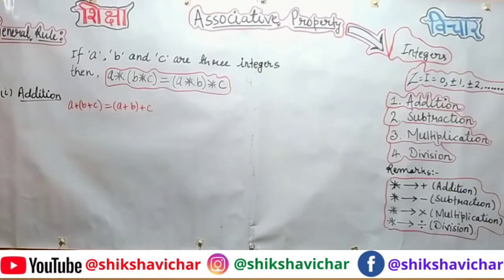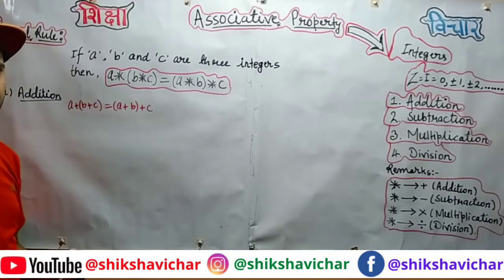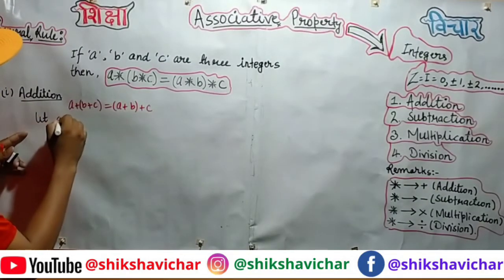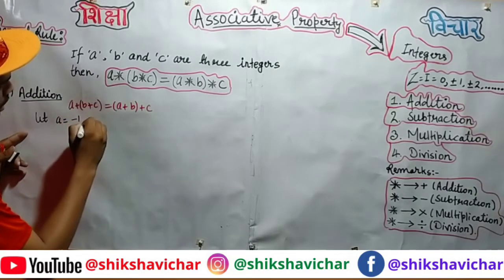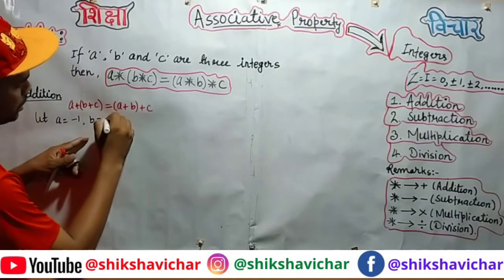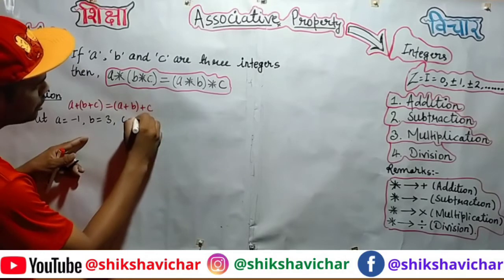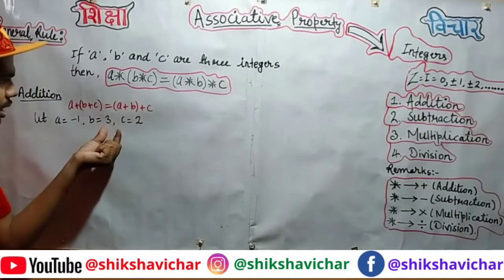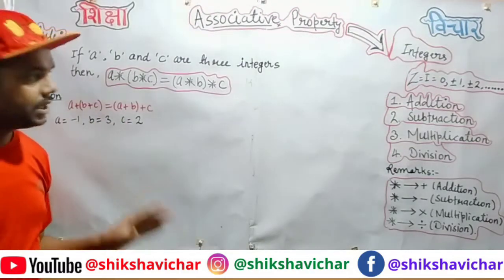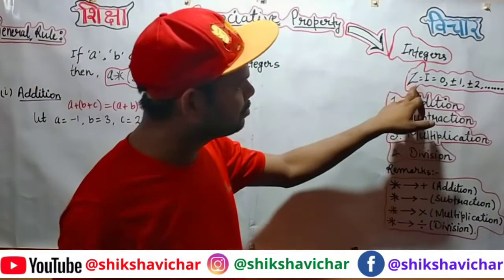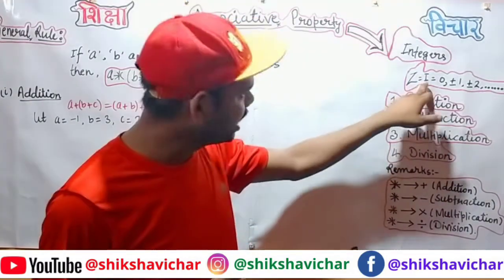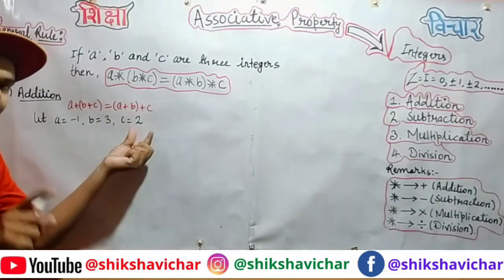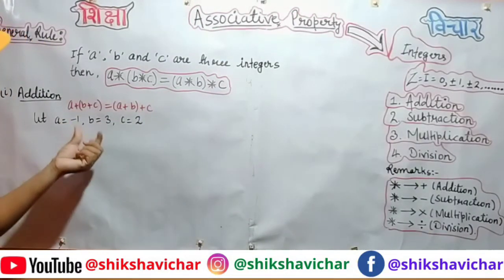To check the verification of this result, we have to take some numbers. Suppose A equals minus 1, B equals 3 and C equals 2. We can observe easily that minus 1, 3 and 2 all are integers. That means we are taking all the numbers from this set called Z or integers. Now we will check this result.